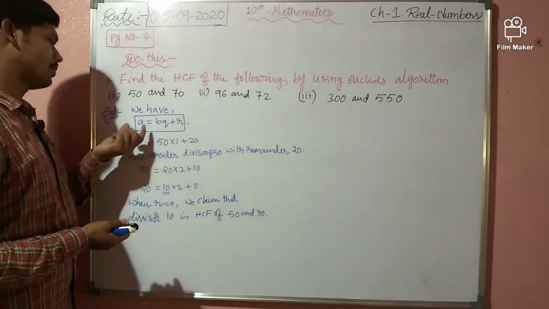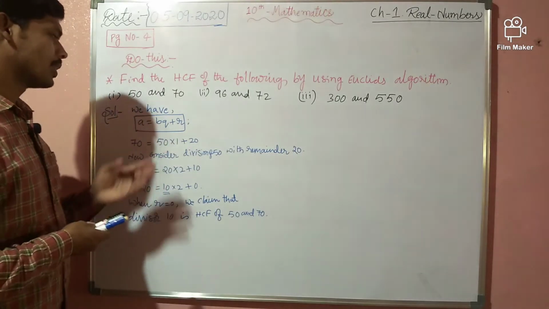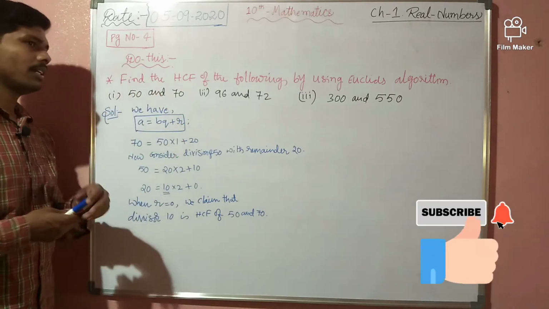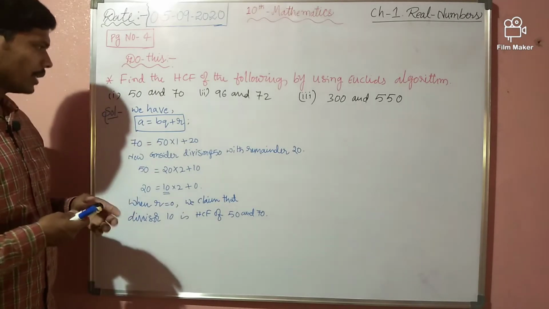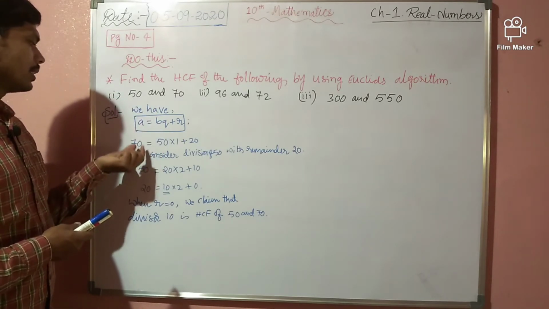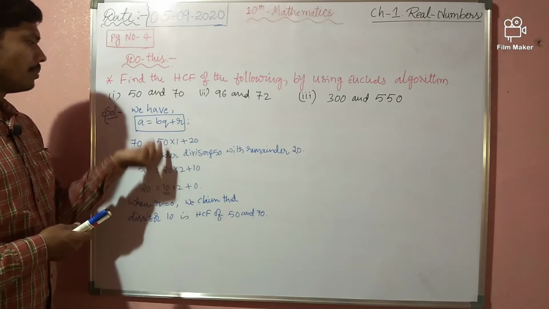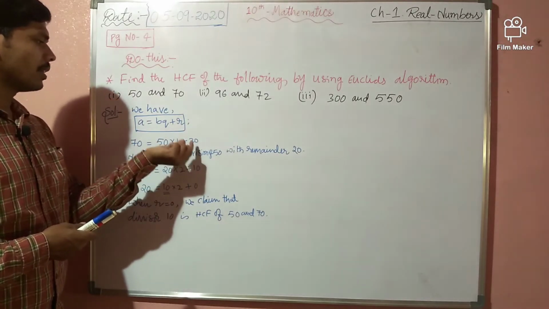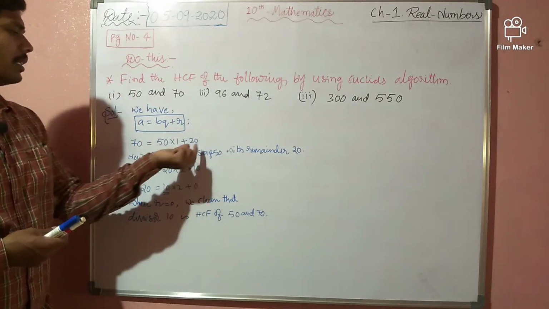In Euclid's division algorithm, we know that a = bq + r, where r is greater than or equal to 0 but less than the divisor b. Here 50 and 70 are the two positive integers given to us. The greater number becomes our dividend, and the smaller number 50 we write in place of b. 50 divides 70 one time, and the remainder left over is 20.